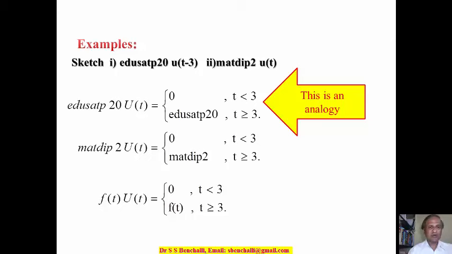Say for example, I can give one more live example. Say I want to start a program, I just shot 20. Is it clear? How are we going to write this? It is 20 into u of t minus 3.